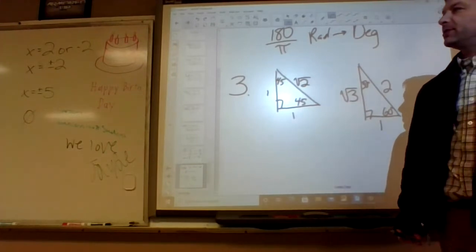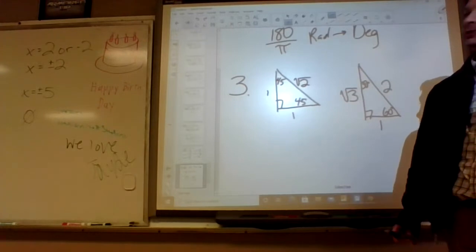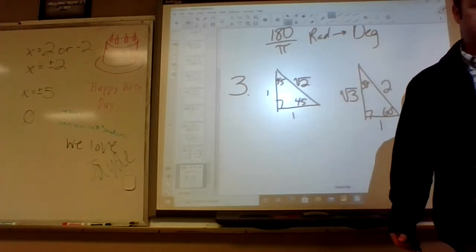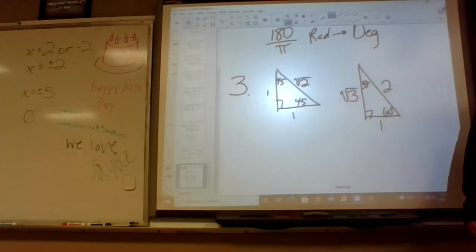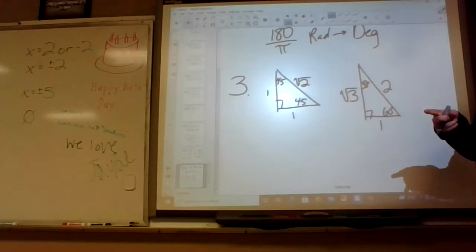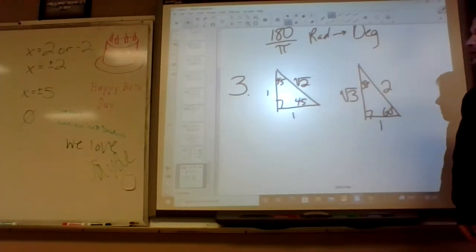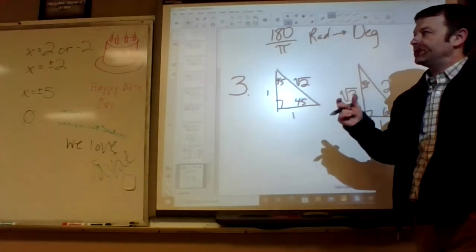Okay, so I am going to provide the sector area formulas. Sector area is the area of the circle times the angle over 360. Arc length is the circumference of the circle times the angle over 360.